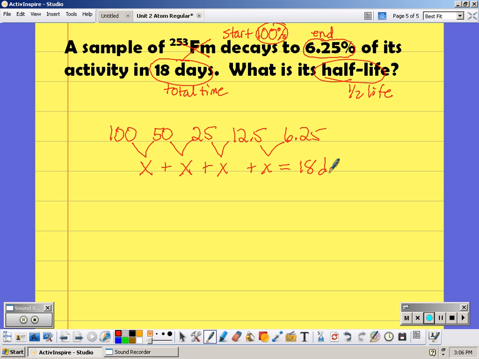So I have 4 half-lives, or 4x, equals 18 days. So 18 divided by 4 gives us 4.5. So my half-life is 4.5 days.